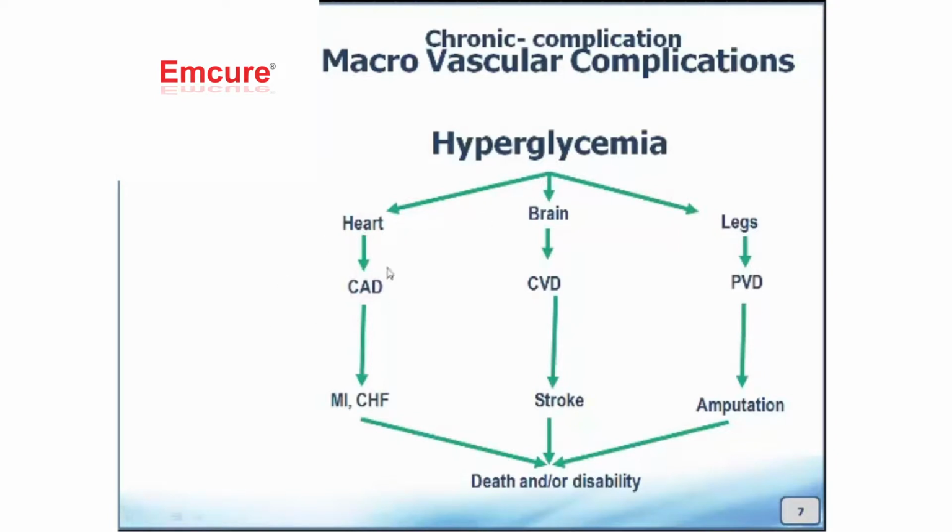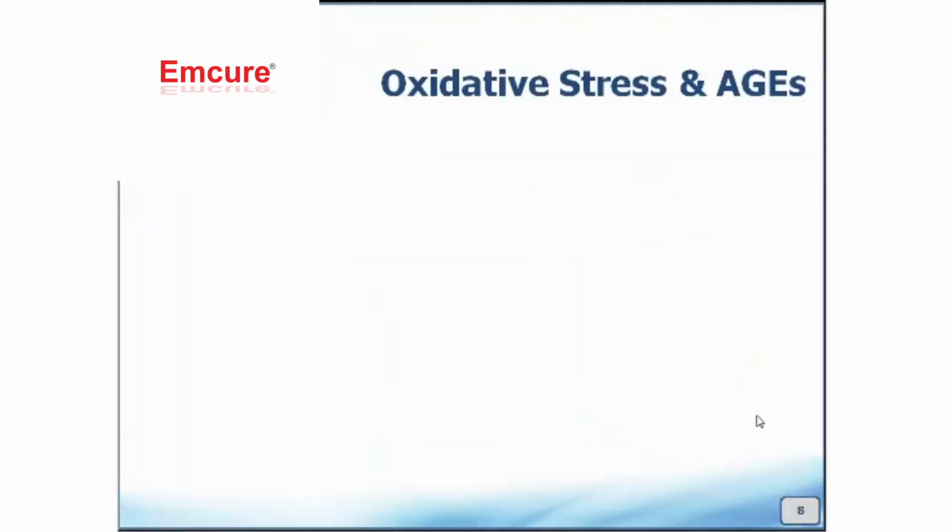Now, CAD ultimately lands a patient into MI or CHF, whereas CVD leads to a stroke, and PVD ultimately leads to gangrene or amputation, and thereby all these things lead to either disability or death at the final stage. So these are the macrovascular complications. Let us try to understand what is CAD, what is CVD and PVD in detail in our subsequent slides.